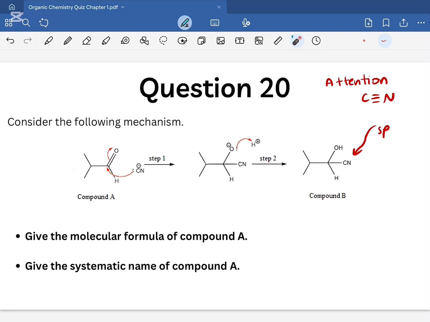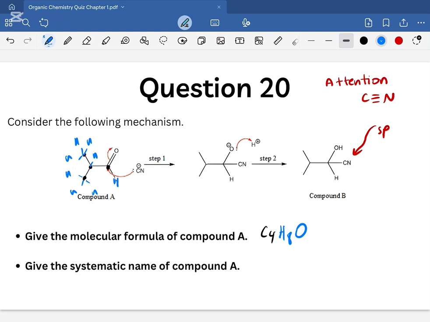Question 20, consider the following mechanism. So we have compound A, we have the CN. They said give the molecular formula of compound A. So let's count how many carbons we have. We have 1, 2, 3, 4 carbons, C4. Let's count the hydrogens. So here we're going to have 3 hydrogens. Here we're going to have also 3 hydrogens. And here we're going to have also 1 hydrogen, and we need to account for this hydrogen over here. So we have 1, 2, 3, 4, 5, 6, 7, 8. So we have 8 hydrogens. And we also have an oxygen atom.